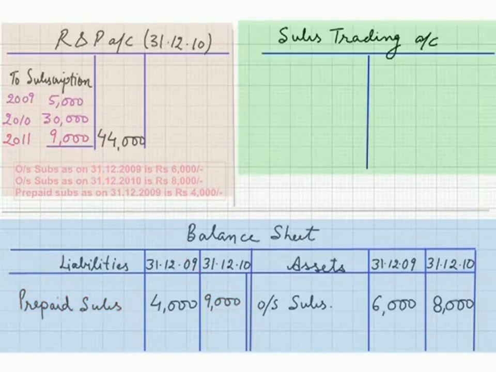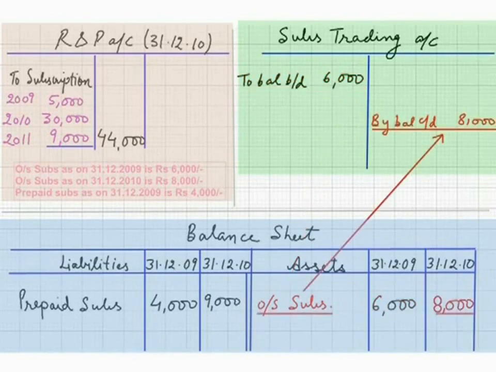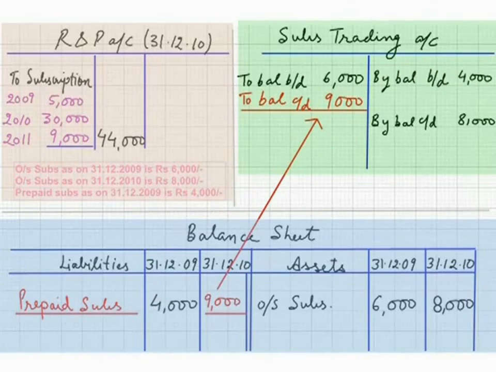Now let's prepare the subscription trading account. To balance b/d, outstanding subscription 6,000 rupees. I have taken this figure from the balance sheet. And by balance c/d, the closing balance of outstanding subscription, 8,000 rupees. This figure has come from the balance sheet. And by balance b/d, prepaid subscription 4,000, and to balance c/d, prepaid subscription 9,000. These figures have been taken from the balance sheet.